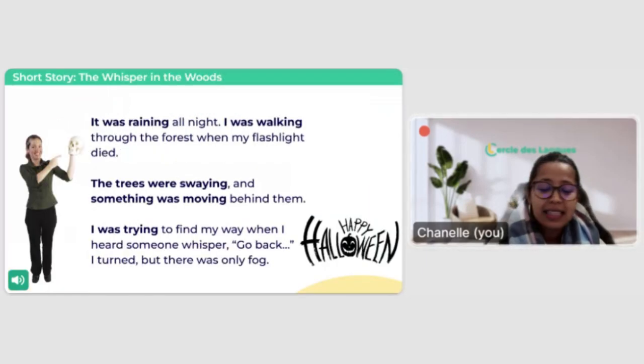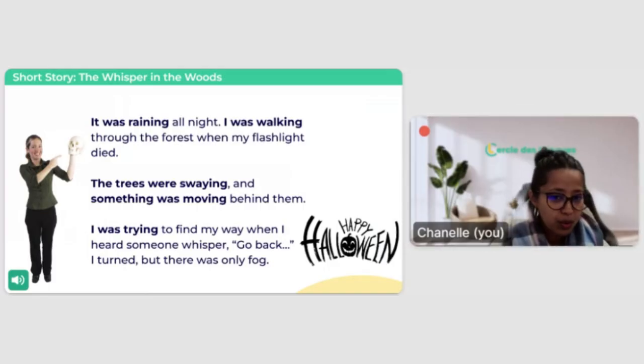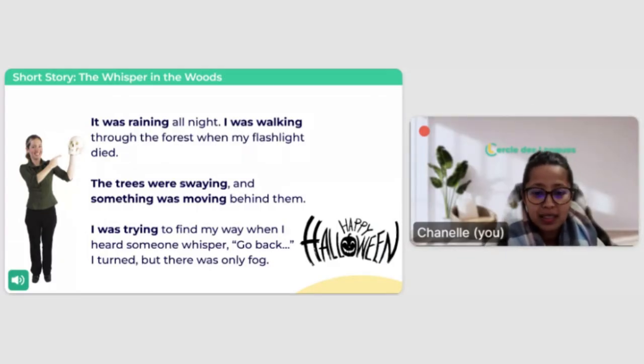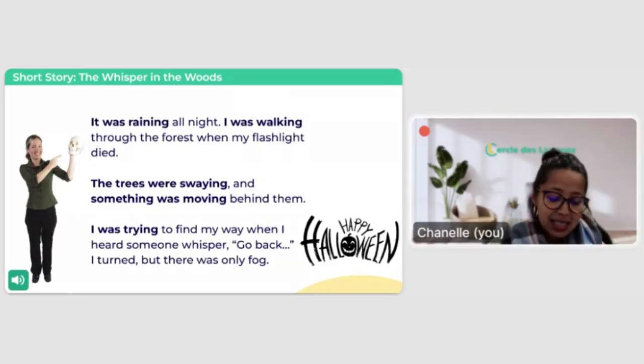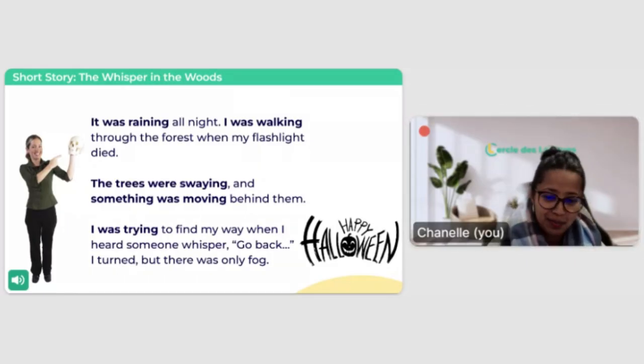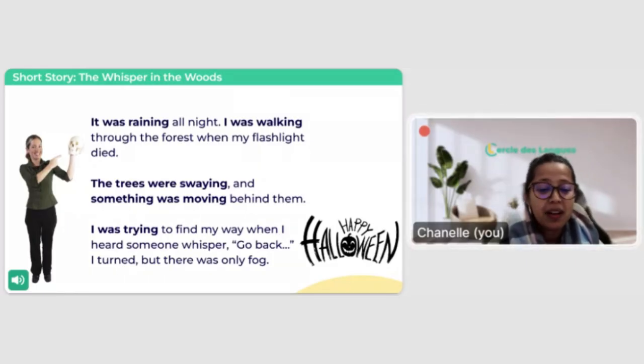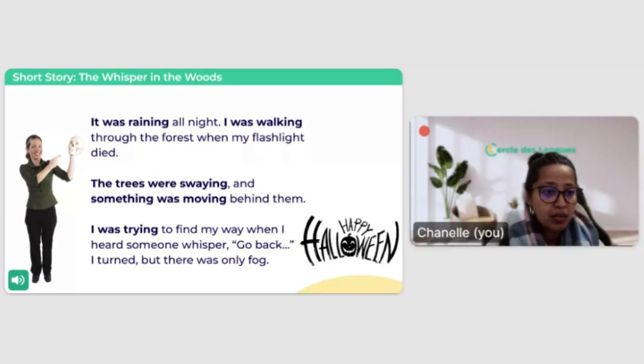So let's take a look at this short story, The Whisper in the Woods. It was raining all night. I was walking through the forest when my flashlight died. The trees were swaying and something was moving behind them. I was trying to find my way back when I heard someone whisper, "Go back." I turned, but there was only fog.